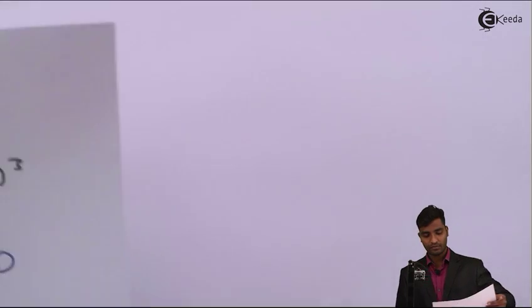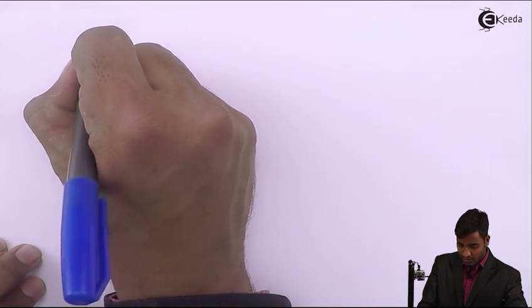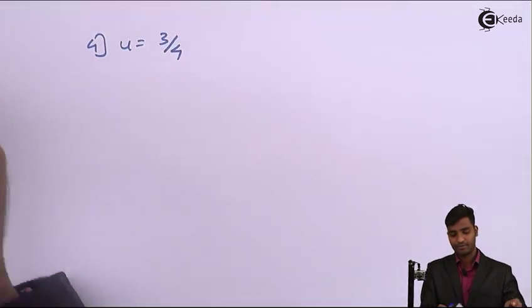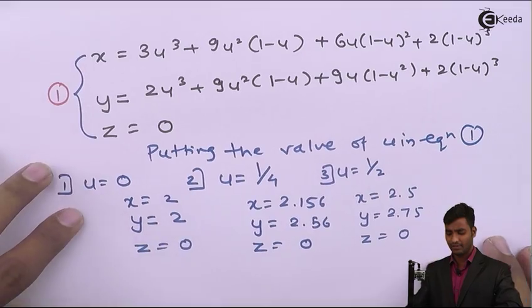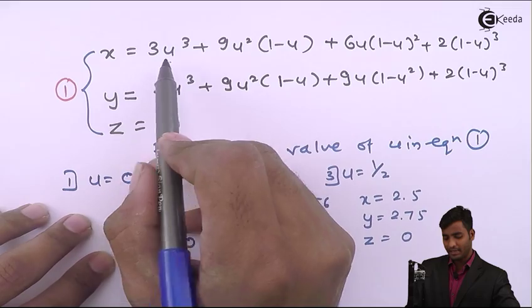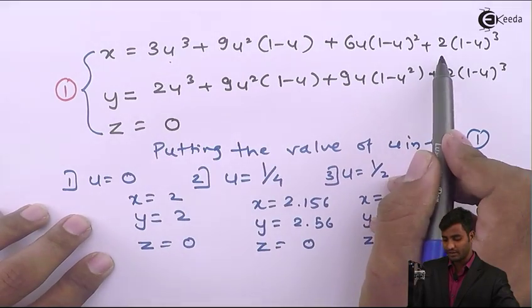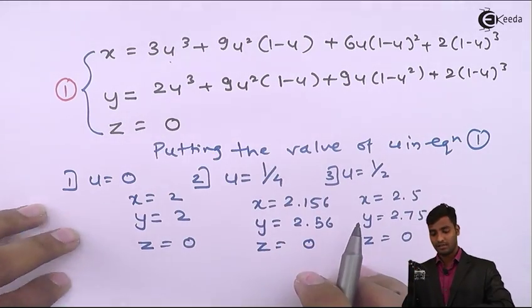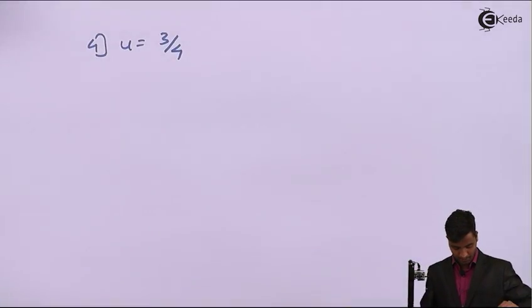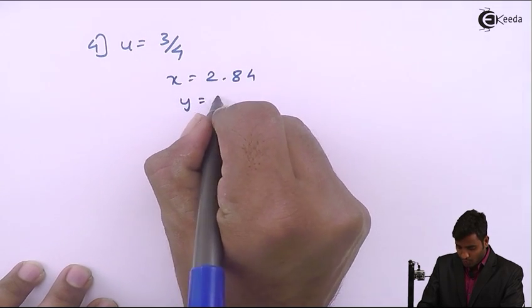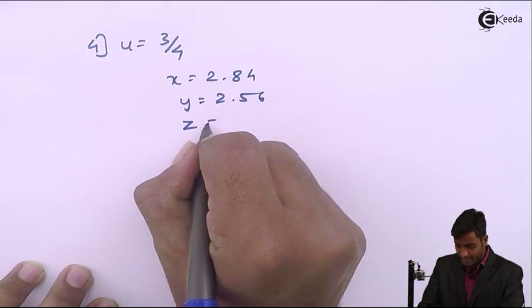Similarly for u is equal to 3 by 4, I will replace the value of u as 3 by 4 in this first equation, and similarly in the second equation, and for z, I will get the value of x as 2.84, y as 2.56, and the value of z is 0.